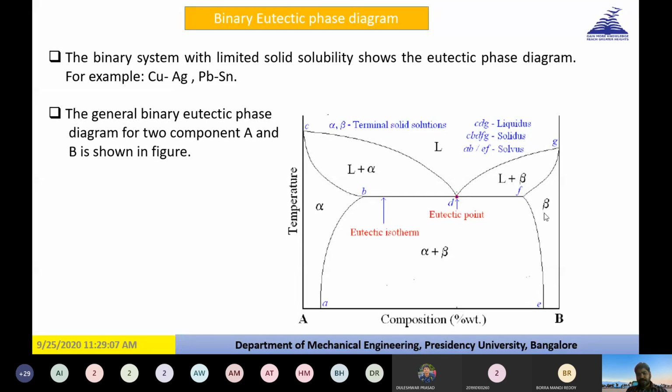So what is the difference between these two? If alpha is also solid, beta is also solid, then what is the difference between them? There is a difference. What is alpha? Alpha is the solid solution of B in A. What is alpha? Solid solution of component B in A. Okay. And what is beta? Solid solution of A in B. Okay, A in B. What does it mean?